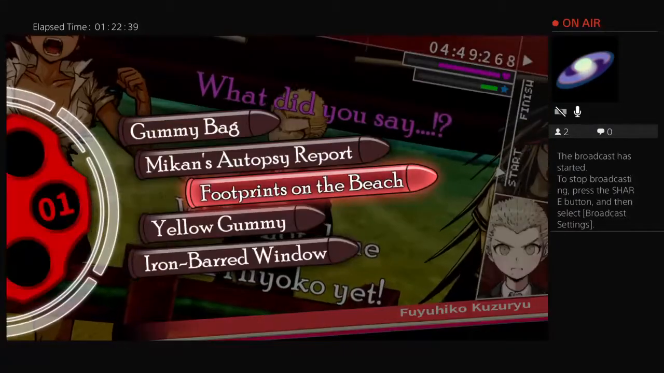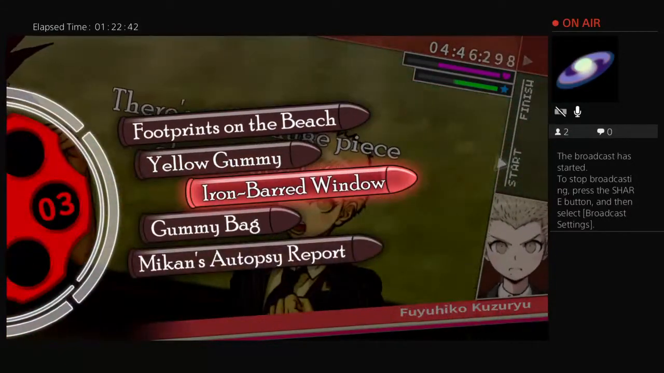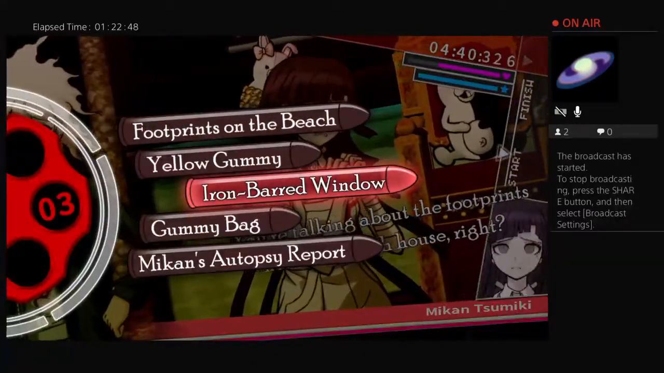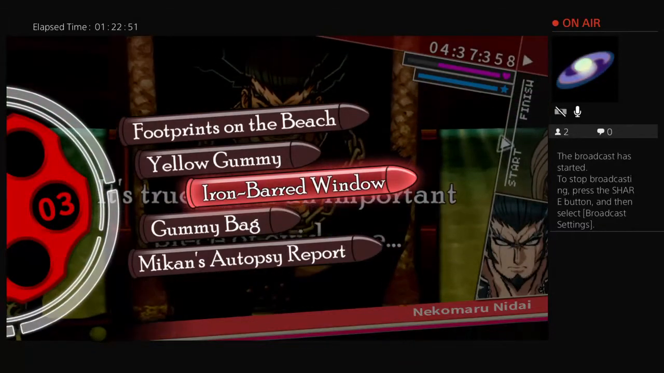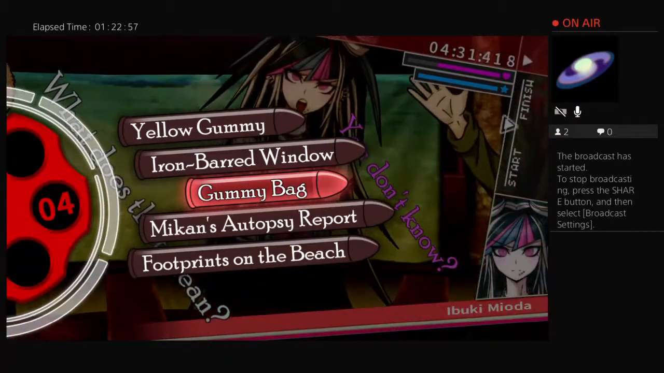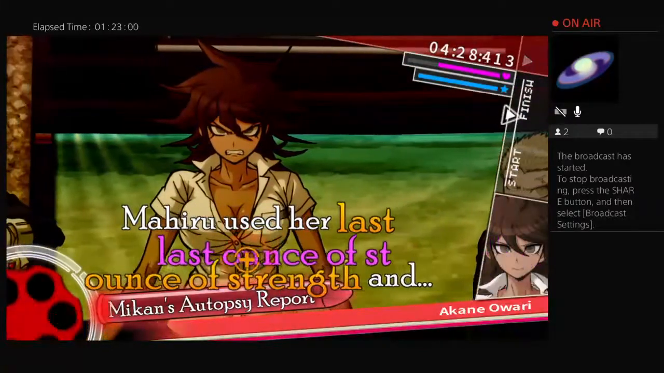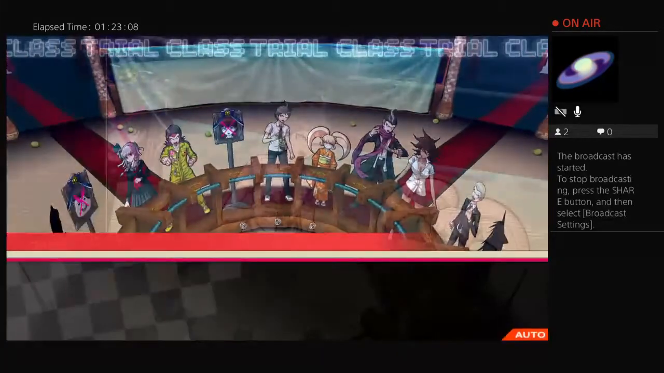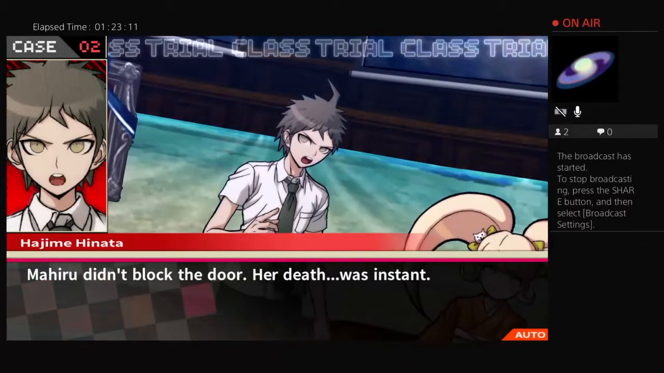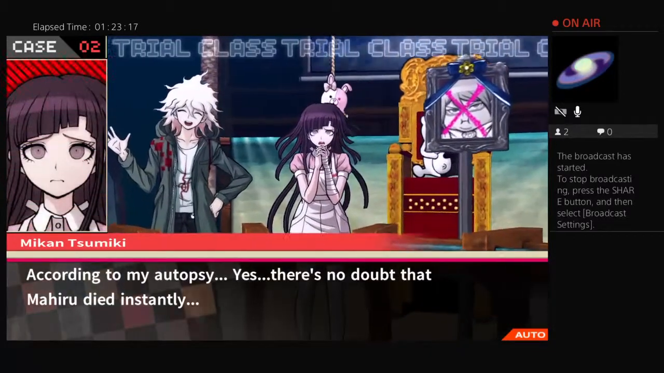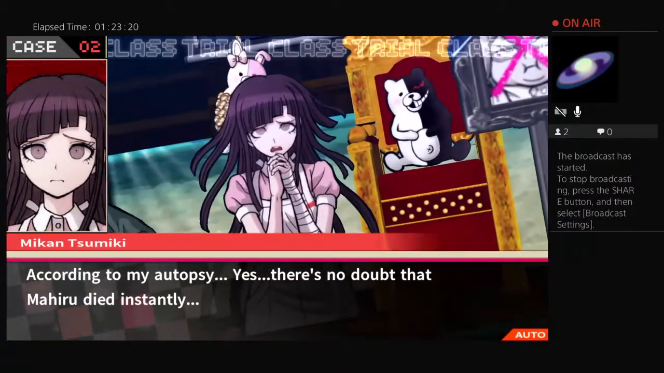We're not done with Hiyoko yet! There's still a huge piece of evidence left! You're talking about the footprints near the beach house, right? It's true, that's an important piece of evidence. And we can thank Mahiru for it! What does that mean? Mahiru used her last ounce of strength and... No, that's wrong! Mahiru didn't block the door. Her death was instant. Instant death? According to my autopsy, yes, there's no doubt that Mahiru died instantly.